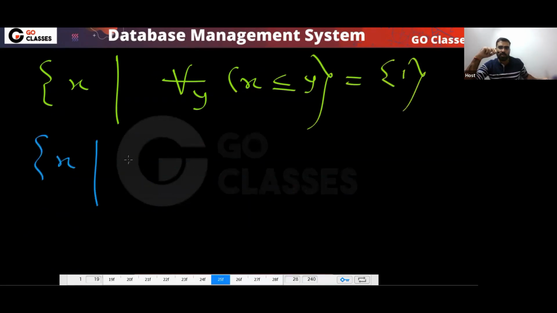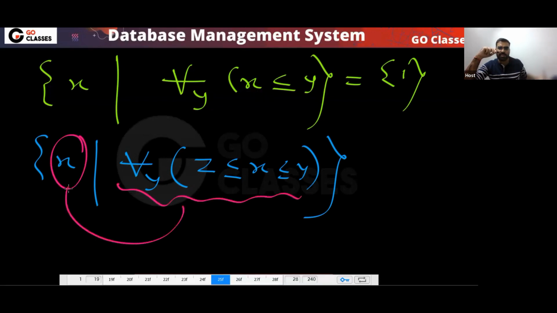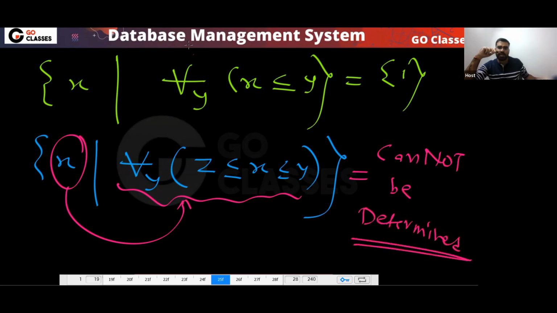But now if I put one free variable here, another free variable here, some other free variable I put here, now you cannot give the answer, right? Basically you are saying the free variable which will satisfy this, the values of x which will satisfy this. Now you cannot determine the answer. Answer cannot be determined.